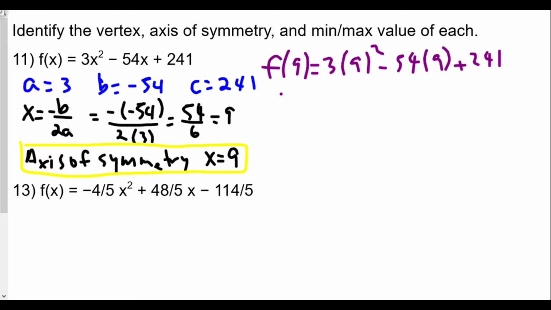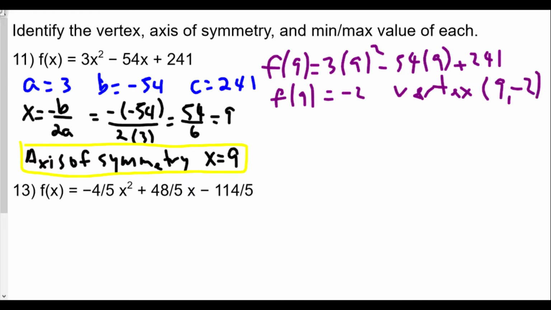So f of 9 equals negative 2. So our vertex is going to be the x value, which you found to be 9, with the matching y value of negative 2. And there you go. I'll actually box this here. Now, match them in, right?